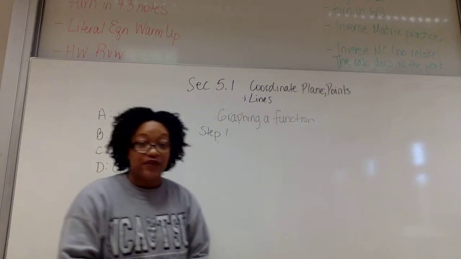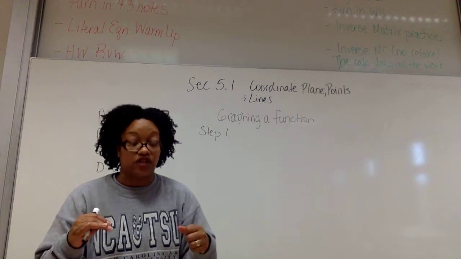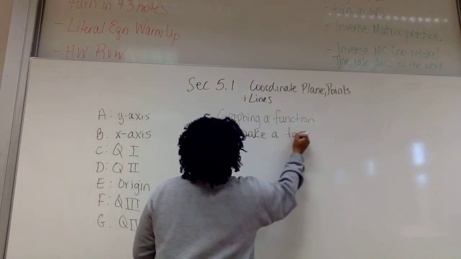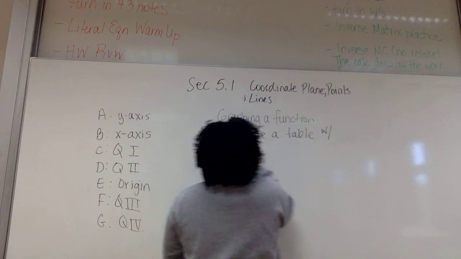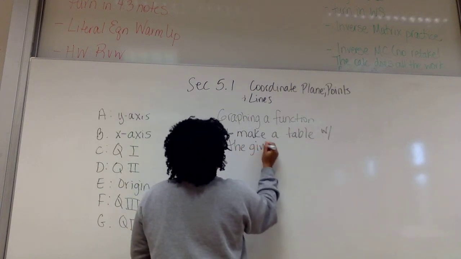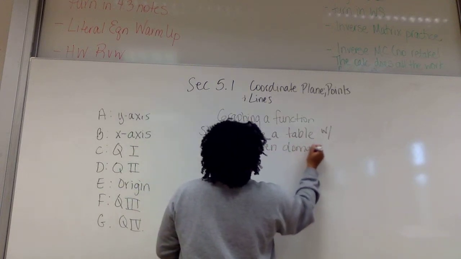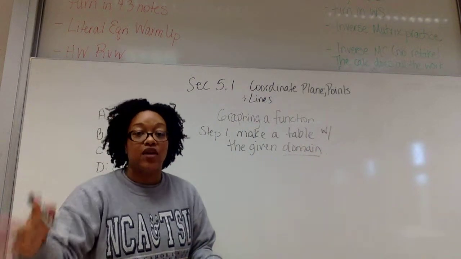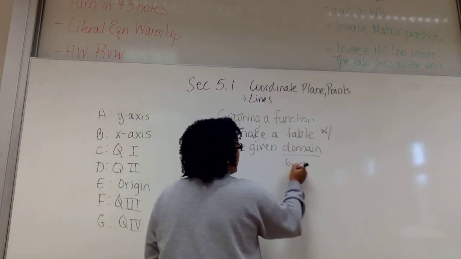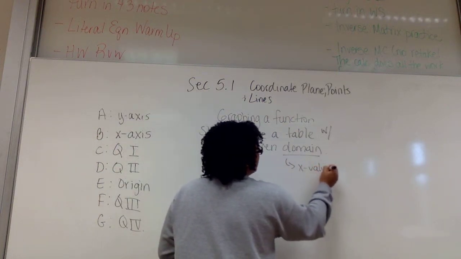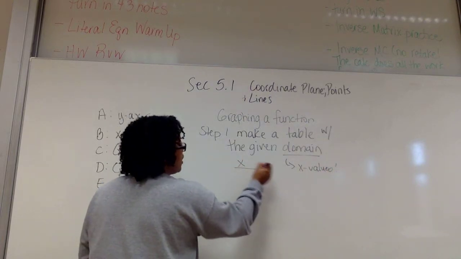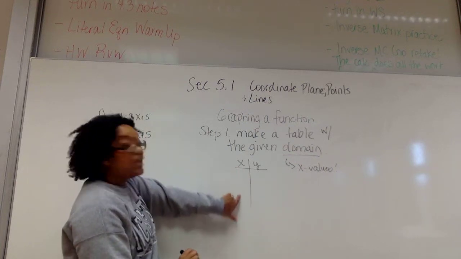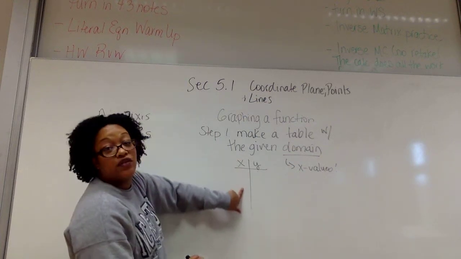So the first step in graphing your function is you're going to make a table with the given domain. Now, domain, that's a word from chapter 1. We talked about domain and range. Your domain, that's your x values. So when I talk about making a table, I'm talking about an XY table. Your x values will be given, that's your given domain. You're going to put those right here in this first column.